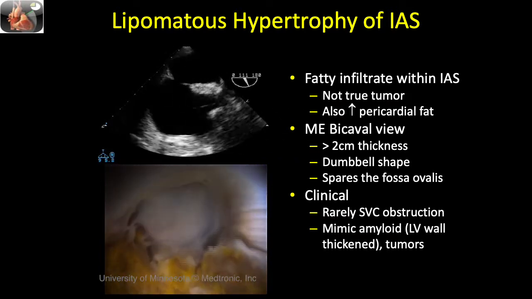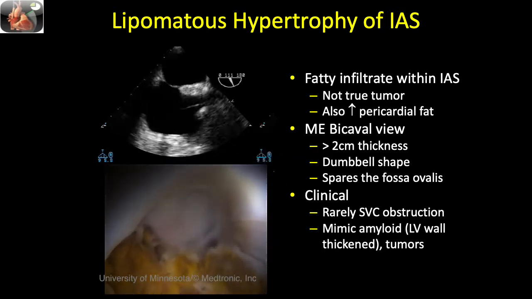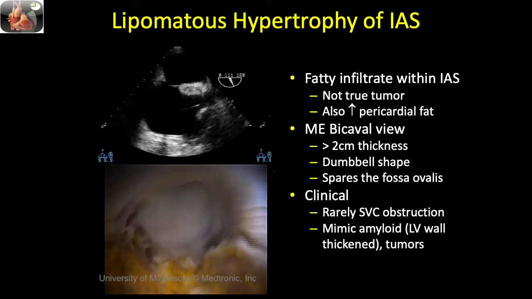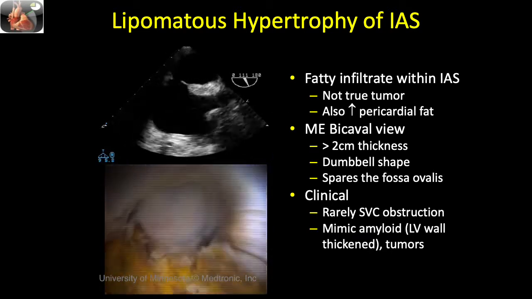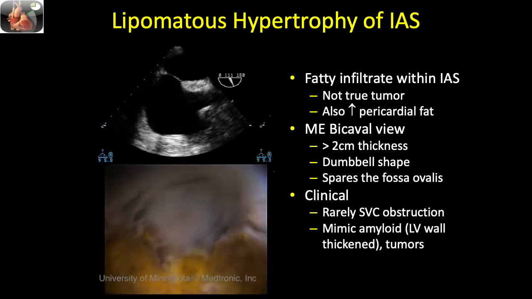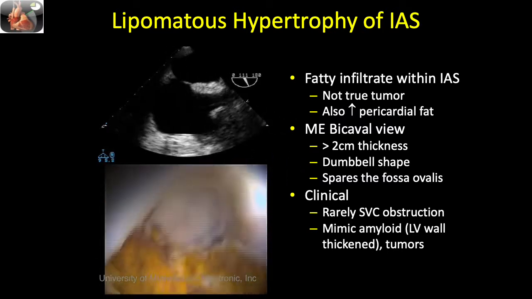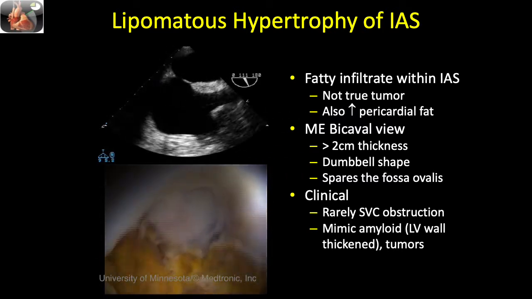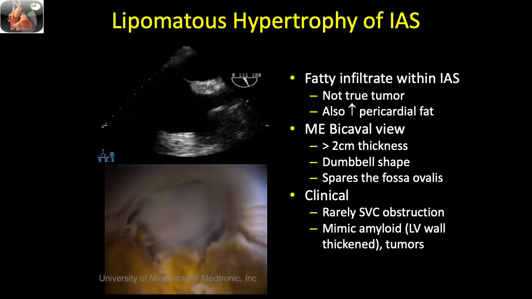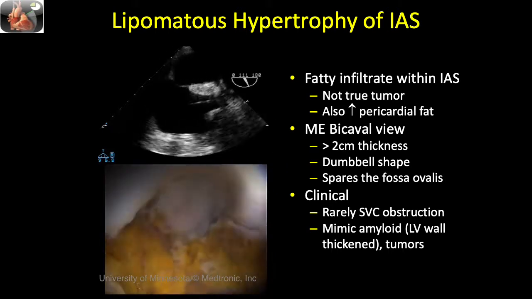There is marked atrial septal thickening of greater than 15 to 20 millimeters, often with sparing of the fossa ovalis, creating a dumbbell shape of the intraatrial septum, seen best in the midesophageal bicaval view. The superior mass is the fat-filled groove between the atria. The inferior mass is between the ventricles.